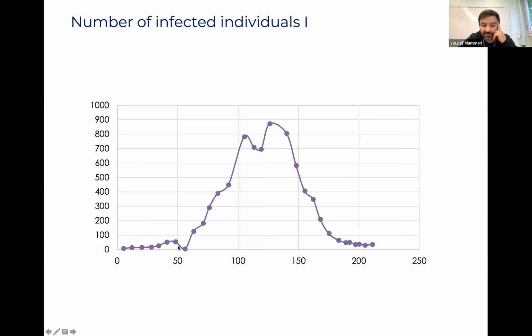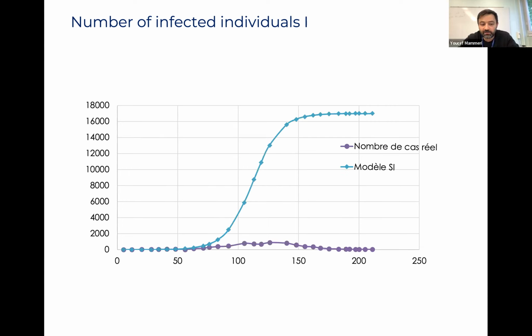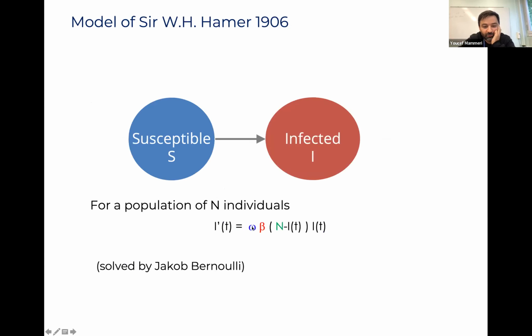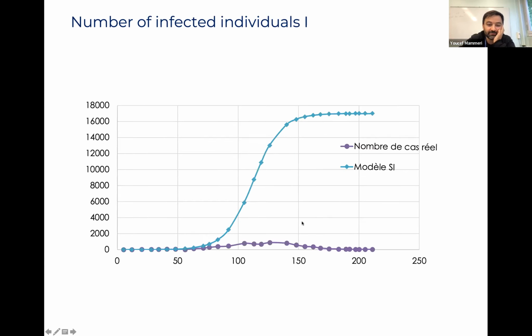These are the real data from the plague, and he tried to make his computation. Again, there is no computer, so he tried to make the computation by hand, and he found this kind of curve. He started again, trying to choose other parameters, and always you have this kind of curve.